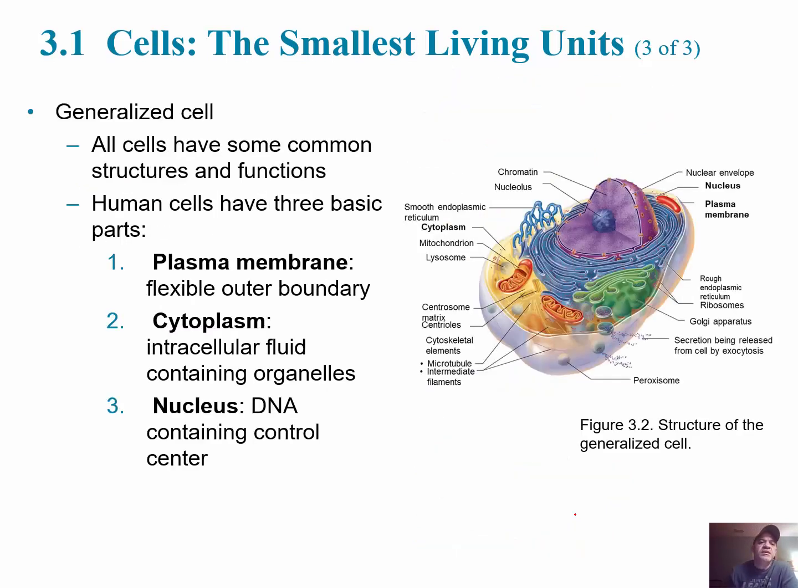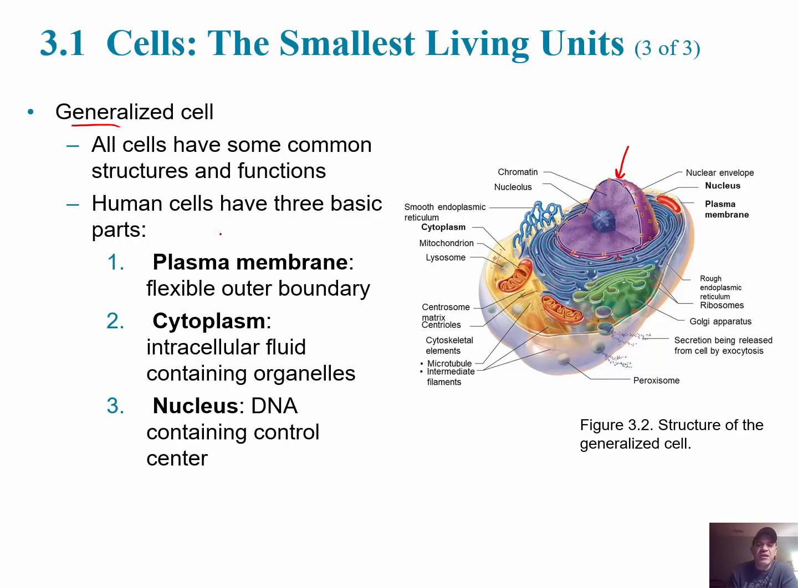So here is a picture of our composite or generalized cell on the right, and you can see the components that are in there. For example, the nucleus right here. So what we want to do is become aware of the fact that all cells have some common structures, even all human cells.